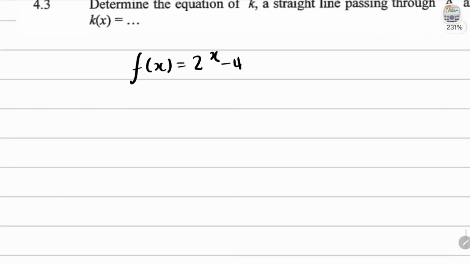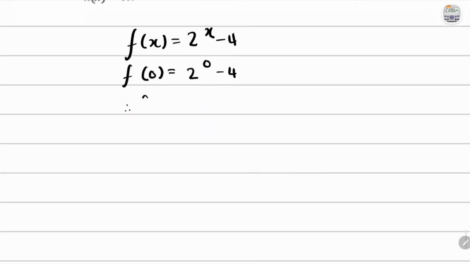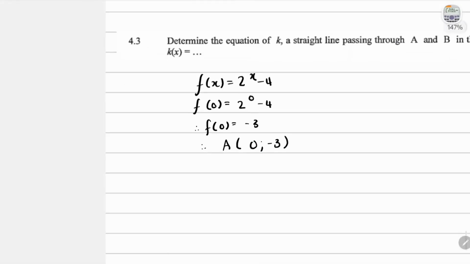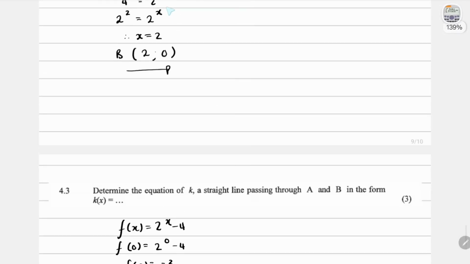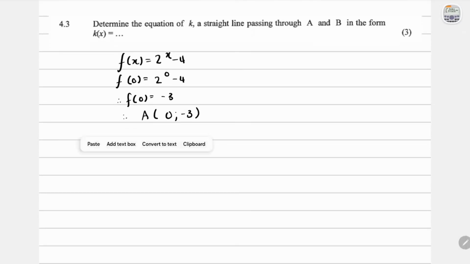So that means f of 0 equals 2 to the power of 0 minus 4. And therefore, f of 0 is equal to, anything to the power of 0 is 1, 1 minus 4 is negative 3. So we know the coordinates of A now. That's going to be (0, -3) since the x value is 0. So what they want us to do is find the equation of the line passing through A and B. So passing through these 2 points.